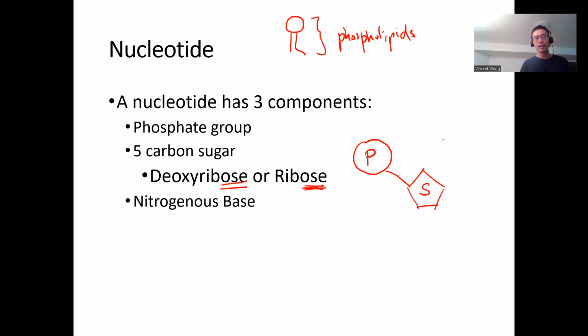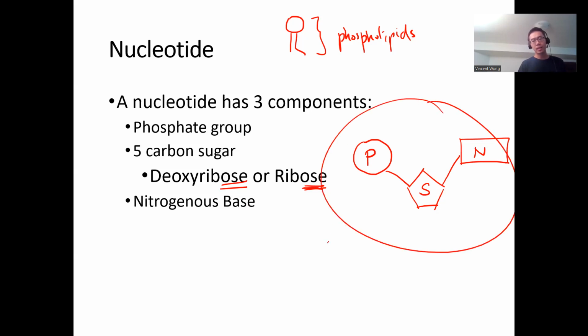That's the sugar. And it's going to have a nitrogen base attached to it. I know it says nitrogenous base here, but nitrogen base, it contains nitrogen. So this whole thing is a nucleotide.